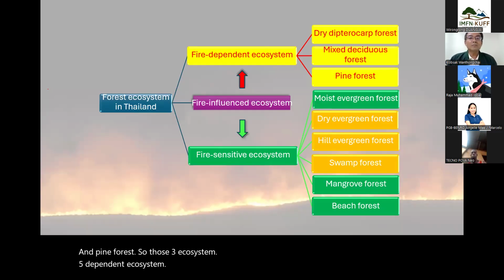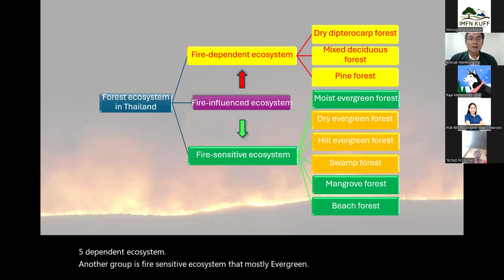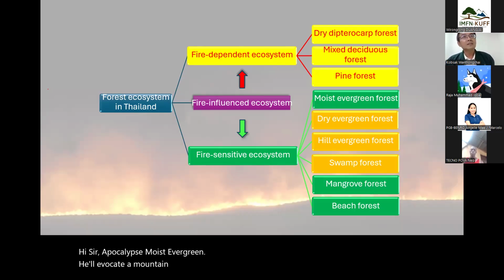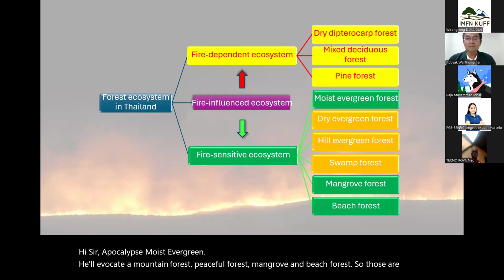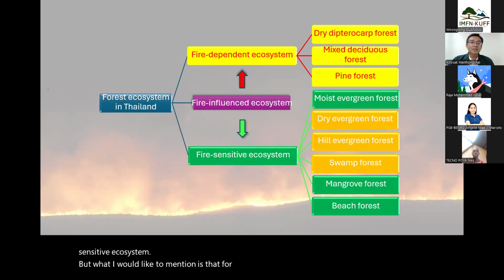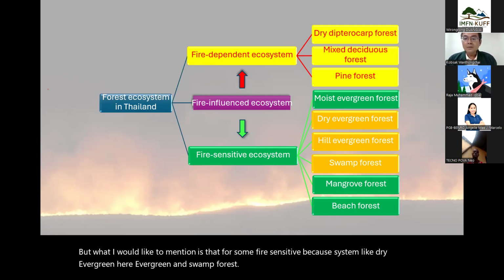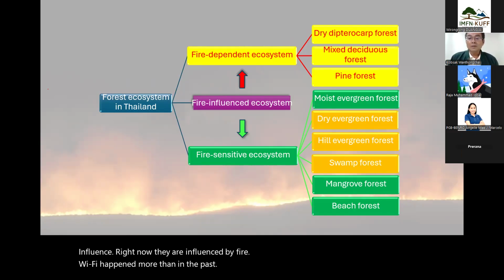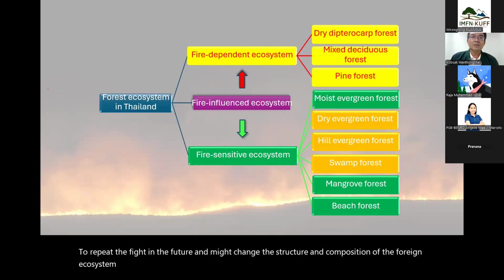Another group is the fire-sensitive ecosystems, which are mostly evergreen: moist evergreen, dry evergreen, hill evergreen or mountain forest, peat swamp forest, mangrove, and beach forest. Those are fire-sensitive ecosystems. But I would like to mention that some fire-sensitive ecosystems, like dry evergreen, hill evergreen, and swamp forest, are now influenced by fire, which happens more than in the past. This fire makes these ecosystems prone to repeated fire in the future and might change the structure and composition of the forest ecosystem.